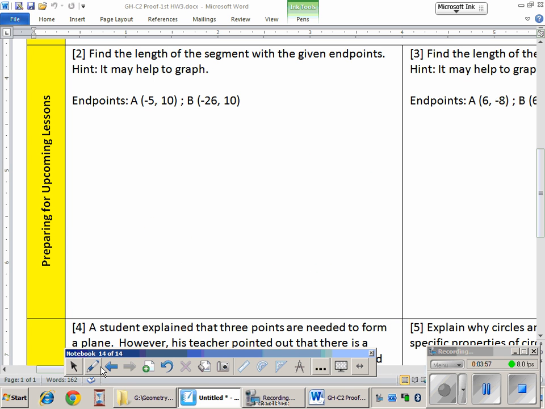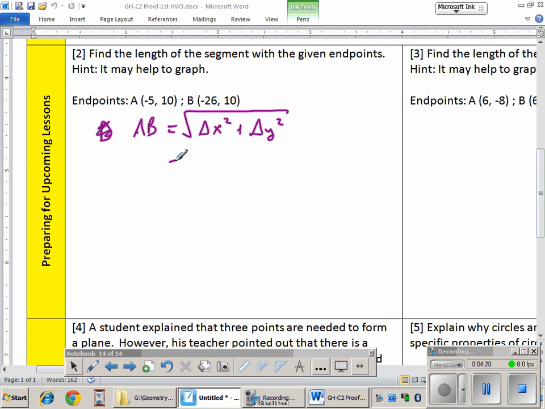So we want to find the length of the segment with a given endpoint, so it may help to graph. I could graph it, but I'm not going to. We know the distance formula at this point, so I'm going to go ahead and use it. The distance AB is defined to be the square root of the difference in the x's squared plus the difference in the y's squared.